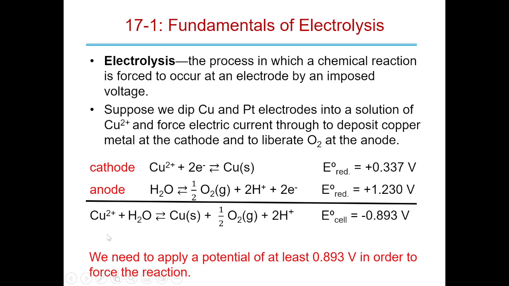And notice, for every 2 electrons we move over, how many coppers do we get? 1. So if we move over 100 electrons, 50 coppers, right? Okay, if we move over 2 moles, 1 mole of copper, right?